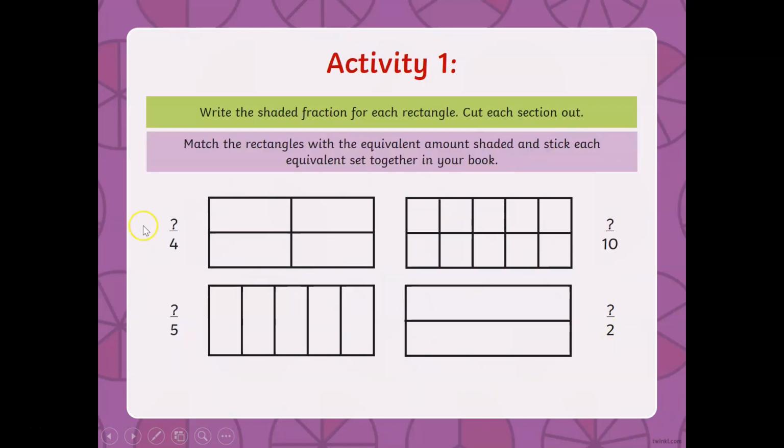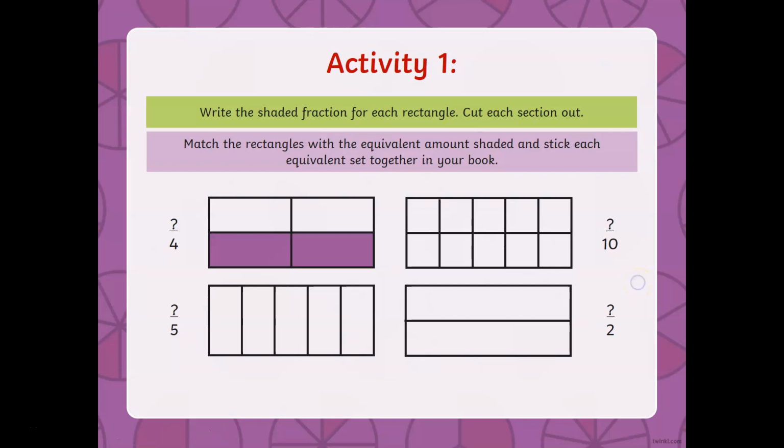Now, can you identify the equivalent of each of the fractions? Write the shaded fraction for each rectangle. Cut each section out. Match the rectangles with equivalent amount shaded and stick each equivalent set together in your book. Pause the video and do the activity.